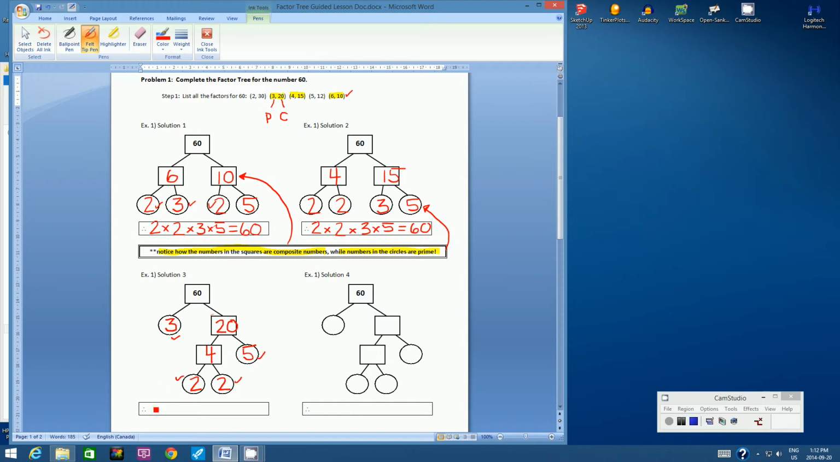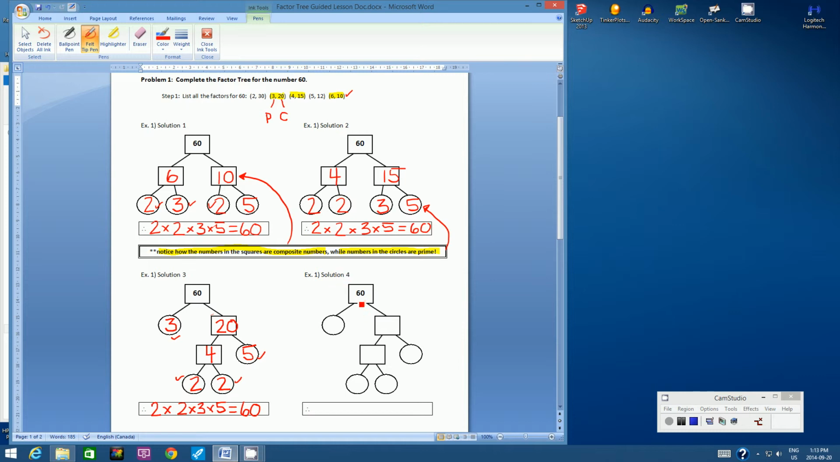So when I write our prime factorization statement, I have to include all of the prime numbers. 2 times 2 times 3 times 5 equals 60. Okay? Remember to write them in ascending or increasing order. So let's look at our last possible solution.